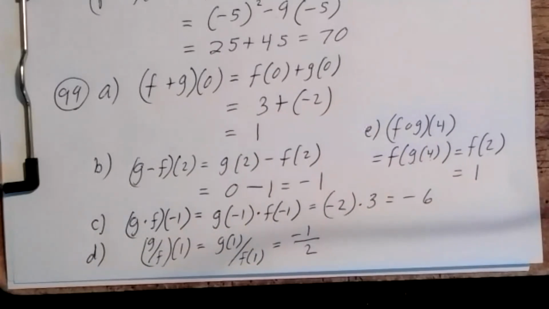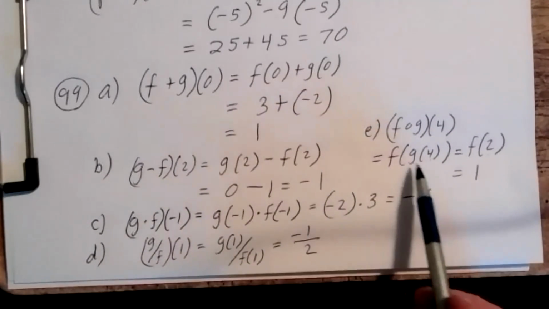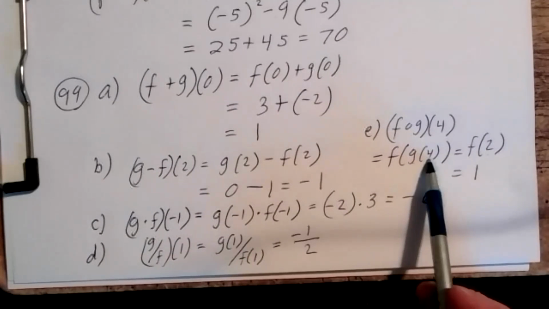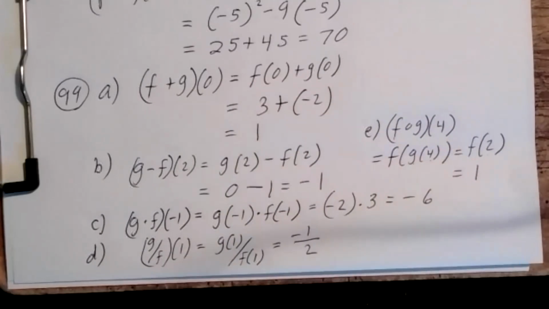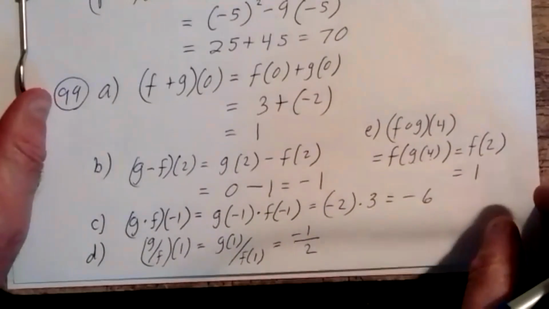Do we see how the composition operator is working? The output of one function, which is g evaluated at 4, which is 2, becomes the input into another function called f. Okay? That's how composition works.